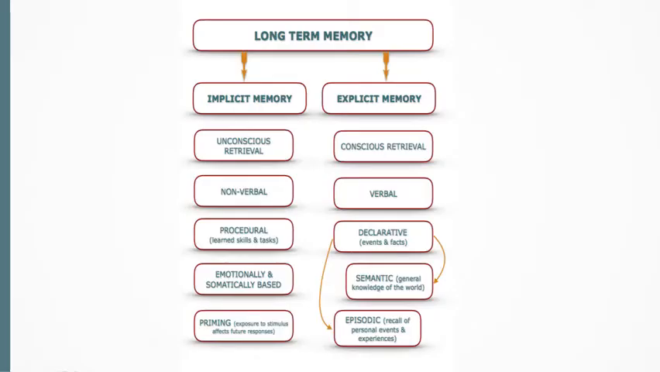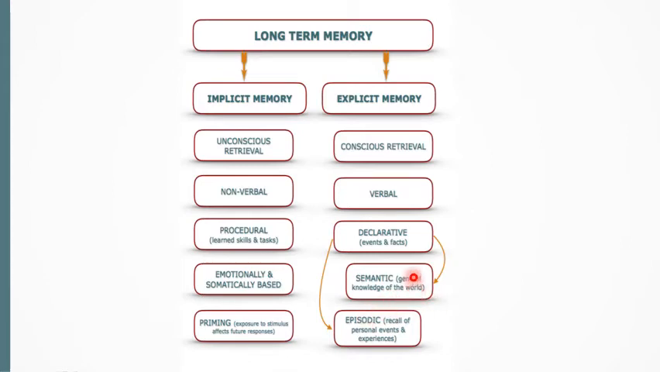So this diagram shows an organization of the long-term memory. So again, implicit is unconscious retrieval, explicit is conscious. Implicit is mostly nonverbal, and verbal for explicit. Okay, so procedural for implicit, so learned skills and tasks, and explicit memory, declarative, events or facts. Semantic, meaning general knowledge of the world.